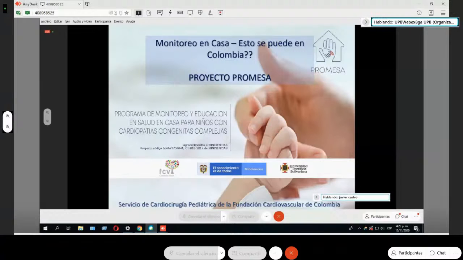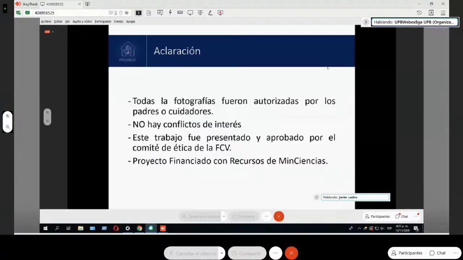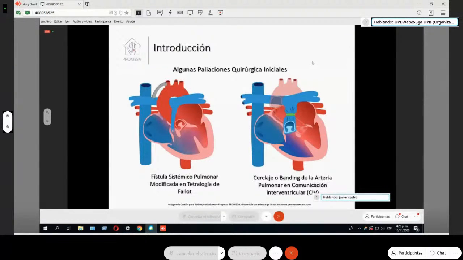PROMESA means Home Monitoring and Health Education Program for Children with Complex Cardiopatias. This is a program that has been executed for 4 years, funded and supported by the Ministry of Science, jointly with Pontificia Universidad Bolivariana and Fundación Cardiovascular. This is a work that we have been doing in order to help our patients. All of the pictures were authorized by the parents or the caregivers. We have no conflict of interest, and this paper is presented under the authorization of the Ethics Committee of the Foundation, and this program is funded by resources of the Ministry of Sciences.